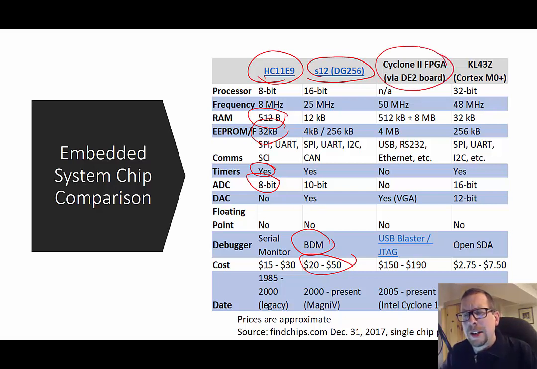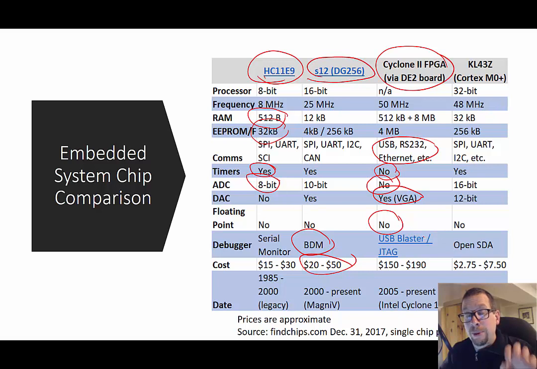In our class, we use the Cyclone 2 FPGA, so it's not a microprocessor, it's similar to it. You can put a microprocessor into it. On the board that we're using, it runs about 50 megahertz. The board itself has a lot of RAM. It can have some EEPROM or flash on board as well. The board that we're using has USB, RS-232, Ethernet capability. There are no built-in timers. There is no built-in ADC, although you can add chips to make that happen. The board that we have has a DAC that allows you to produce VGA signals, but that's sort of an add-on. No hardware floating point built into the FPGA.